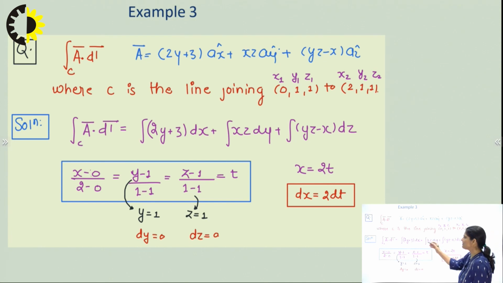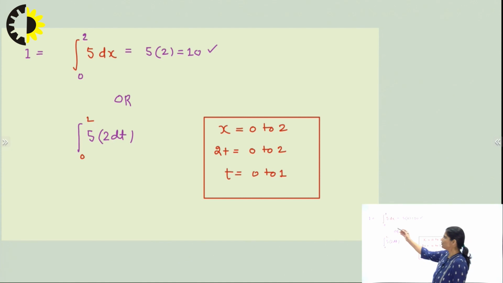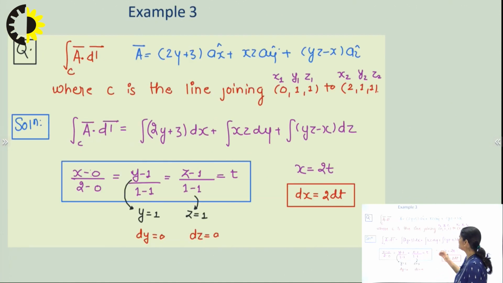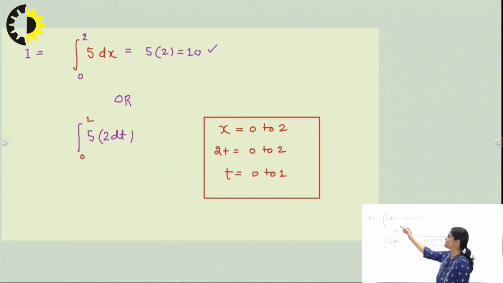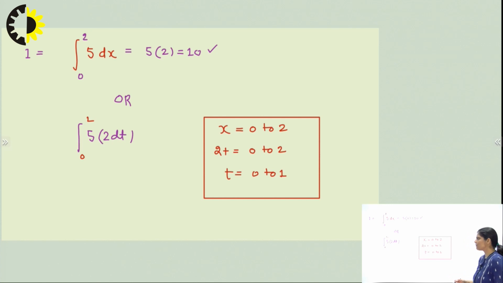So put all these values here and you can find out the value. Here your limits for x, as it is given, x varies from 0 to 2. So write down its limit 0 to 2, 5 dx, you can find out the value that is equal to 10, or you can change it in form of t. If you want to change it in form of t, x is equal to 0 to 2, 2t is equal to 0 to 2, t is equal to 0 to 1. So you can find it like this in the t form.